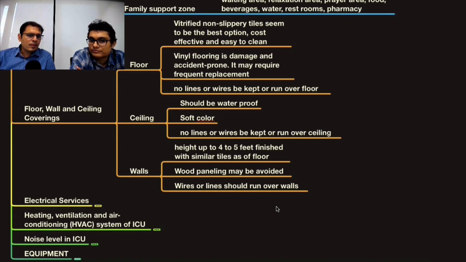And wires or lines should be running on the walls. Correct. So on the walls, other than electrical wires, there are gas pipes, so lines.